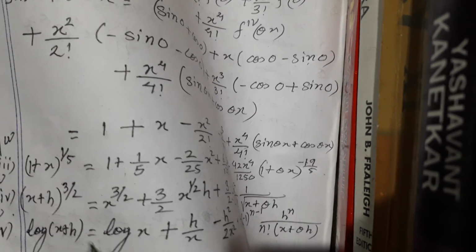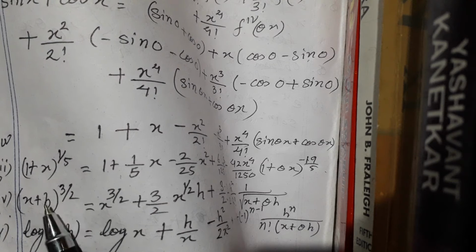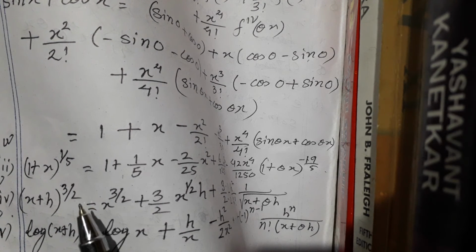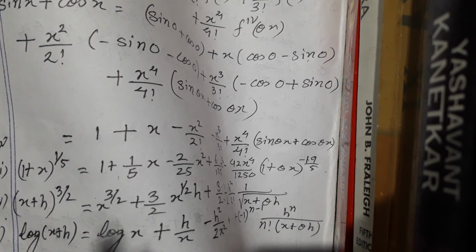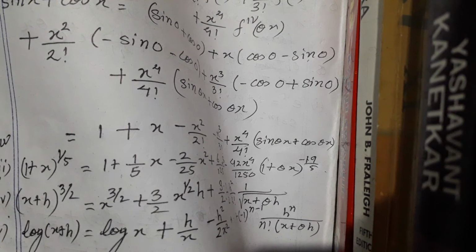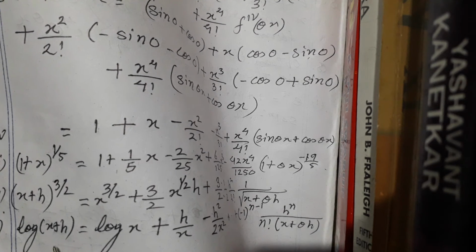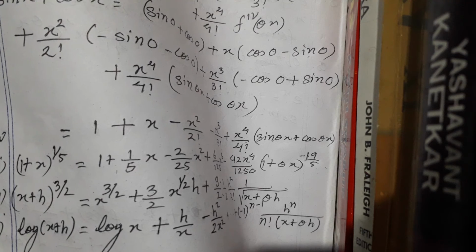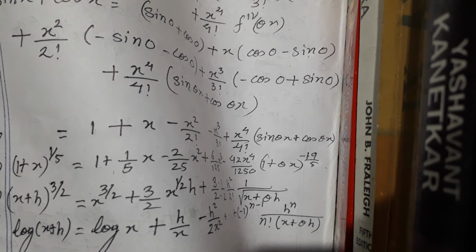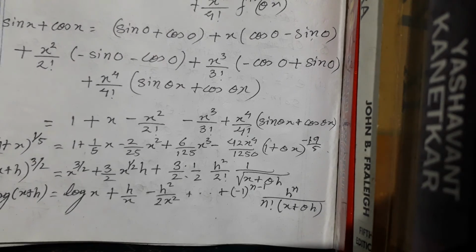And the next question is about x plus h to the power 3 by 2. Here you take the function as f of h, so it is not depending on x, it is depending on h. Here you expand using that, and in the similar manner for the question log(x plus h), you take the function as f of h equal to log(x plus h), and you try to expand, then we get the proof.